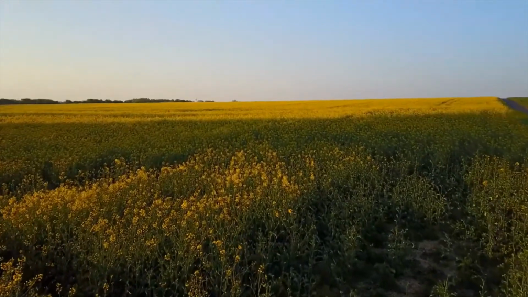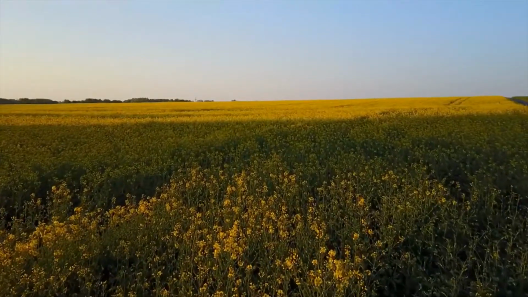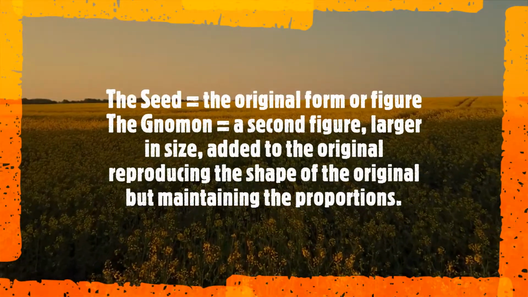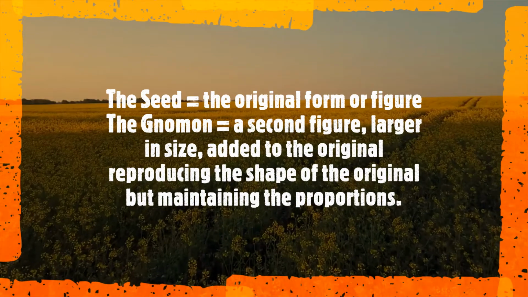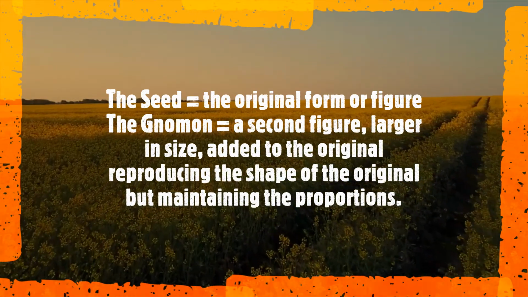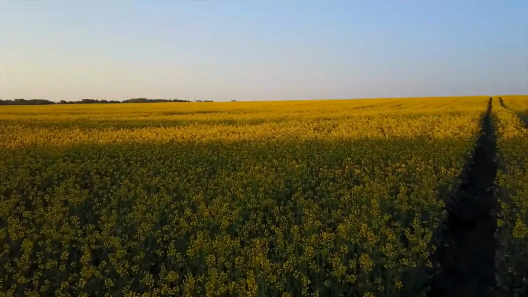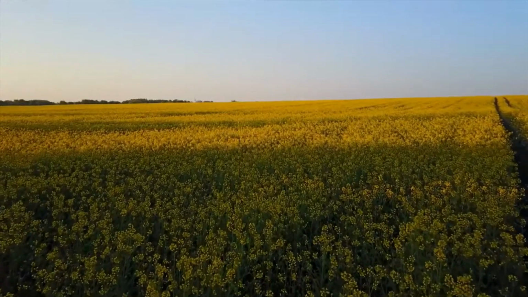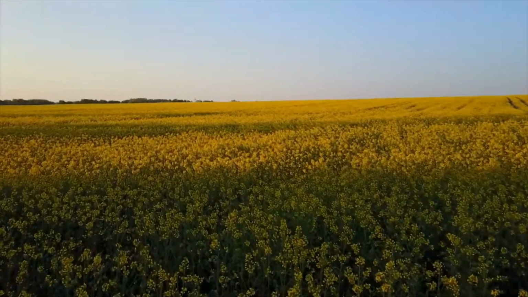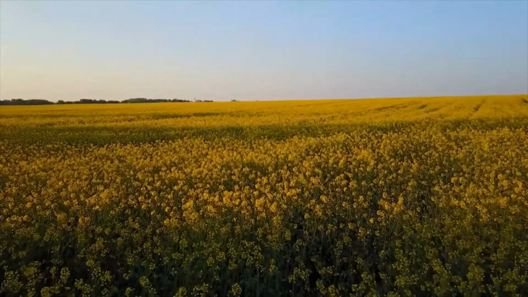The first of these 9 major principles of classical education is the principle of the seed, what the ancients called sperma. In mathematics, the seed was the original form or figure to which a second figure, called the gnomon, is added, reproducing the shape of the original. The process, repeated again and again, forms a tessellated mosaic that covers a plane.